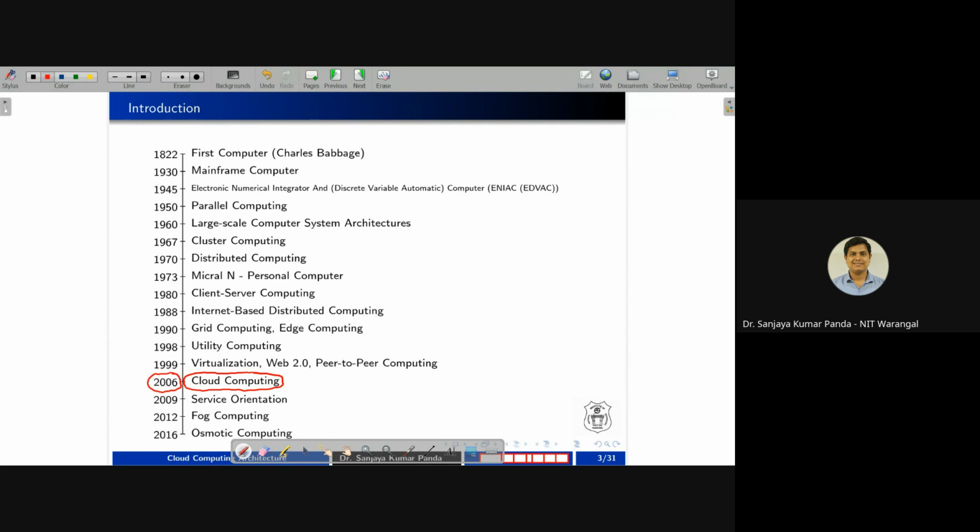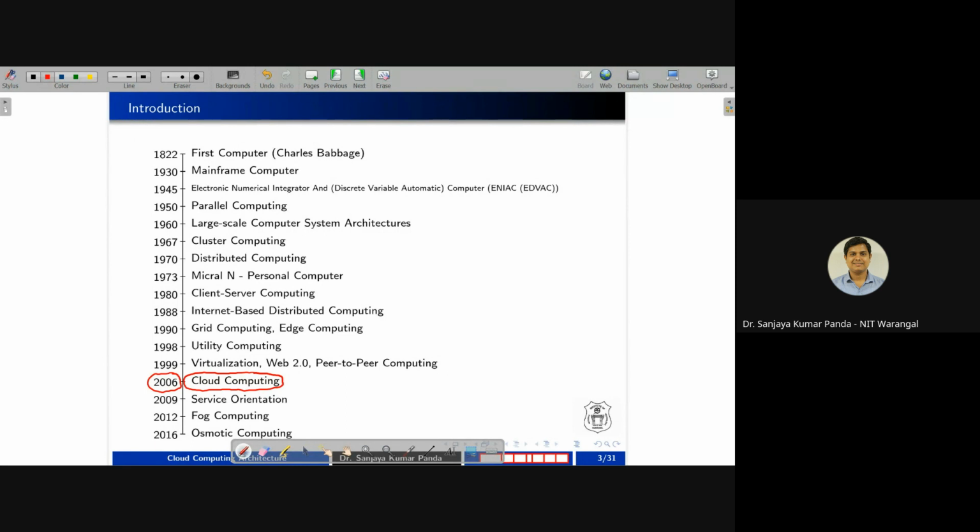In fact, at that time, mainframe computers were very rare, available only in very few places. When you wanted to execute a particular job, you had to go there and put your job in the batch, right? Then you might get the result after 48 hours or 72 hours or so on, right?